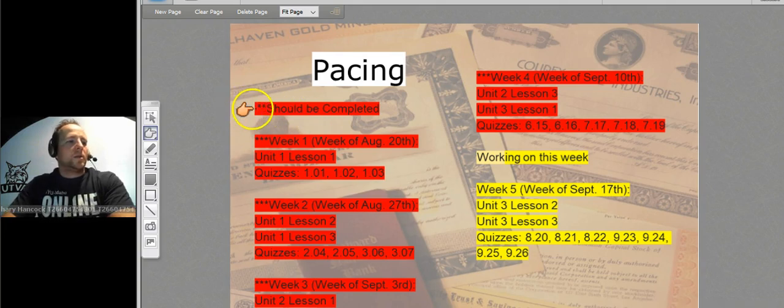Let's see here. What you should complete right now. So this is what you should have already completed, which is in red. Okay, so week 1, you had all quizzes that are 1.0, 1, 2, and 3. Week 2, you should have all ones that start with a 2 and a 3. The quiz is done. Week 3, you should have all of the ones that start with a 4 done. I feel like I'm missing one here. Oh, and 5, because there's a 5 down there as well in week 3. And then week 4, you should have had all of the quizzes that start with a 6 and 7 done. And this week, you should be working on quizzes that start with an 8 and a 9.